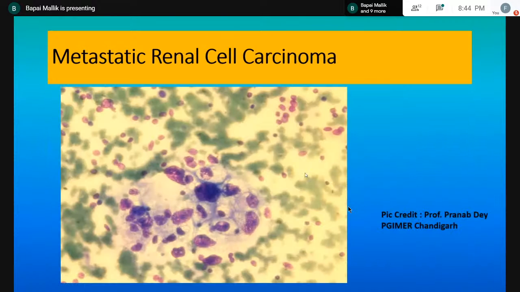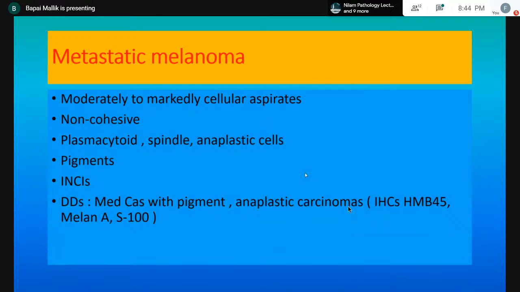This is a picture of metastatic renal cell carcinoma. Once again, thank you, Pranabda, for kindly providing this slide. Metastatic melanoma. These are again tumors which can show plasmacytoid cells, spindle cells, and very anaplastic cells.